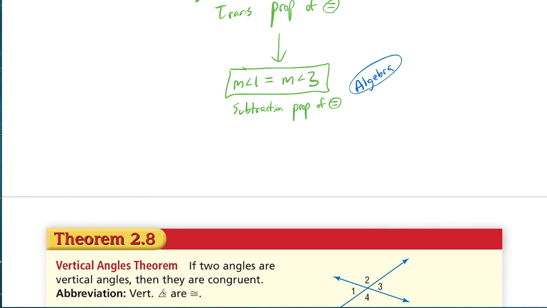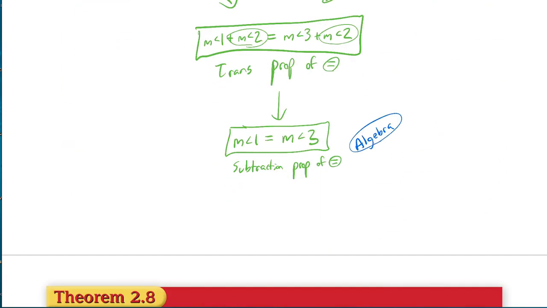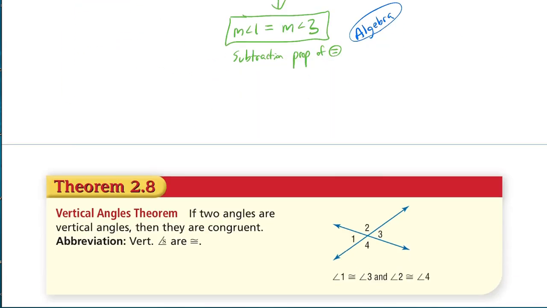All right, but that's not where we wanted to end. We wanted to end that the angles were congruent. We want to end back in the world of geometry. So we're going to then go ahead and say, well, if the angle measures are the same, then angle 1's congruent to angle 3, and that's by the definition of congruent angles. Okay, that's what it means for two angles to be congruent.